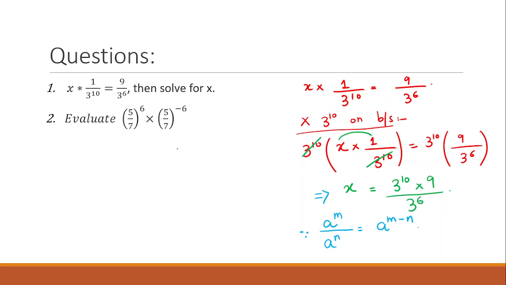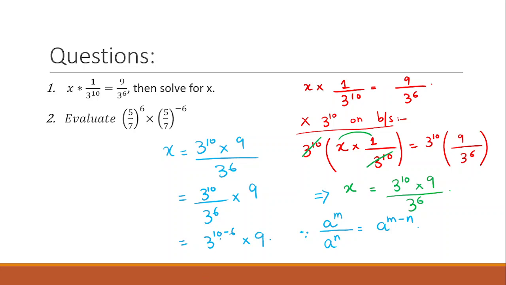So I'm writing here x equals 3 to the power 10 multiplied by 9 divided by 3 to the power 6. If you see this, I'm just writing them separately: 3 to the power 10 divided by 3 to the power 6 multiplied by 9. So you can write 3 to the power 10 minus 6 multiplied by 9. 10 minus 6 is 4, so it is 3 to the power 4 multiplied by 9. Basically, I have subtracted the exponents, because this is the quotient rule. Now this is what we have got.